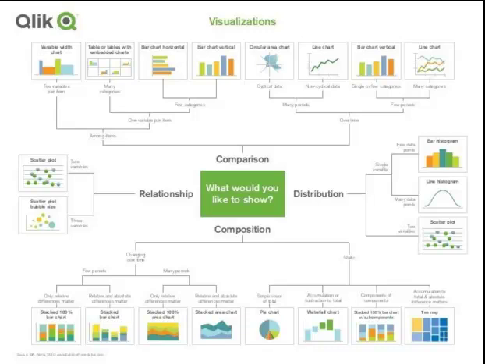Exactly. But there's a catch. What's that? They work best with a limited number of categories. That makes sense. If you have too many slices, it becomes a visual mess. You can't even tell what you're looking at. Exactly. It's hard to interpret.